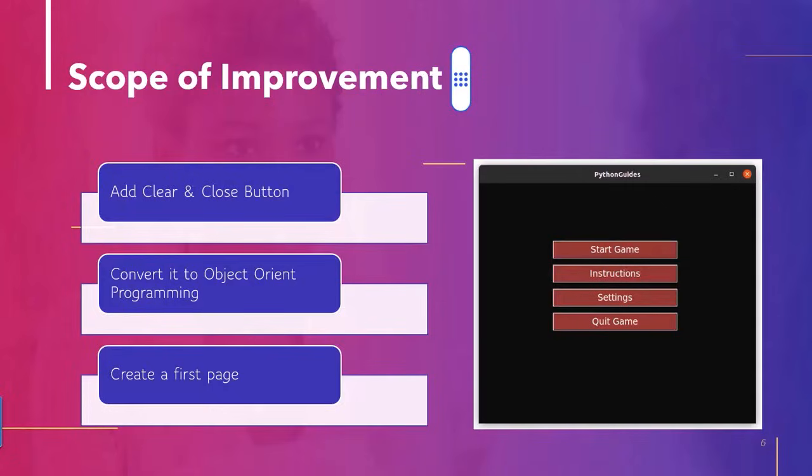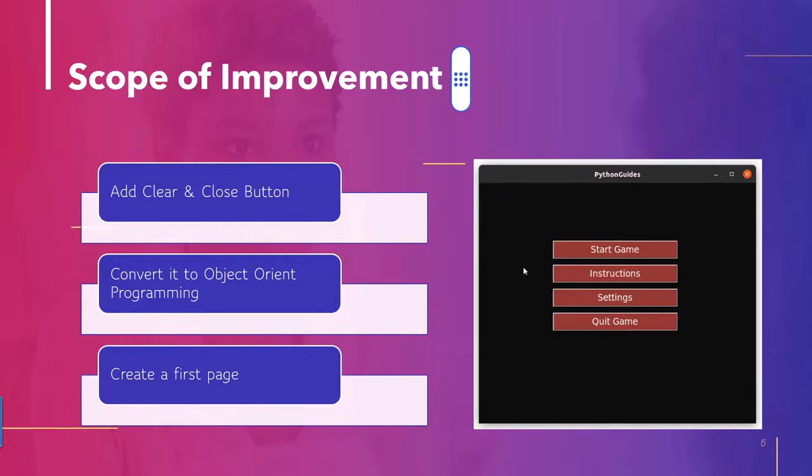So these are the few scopes of improvement that you can make to this application, and you can make it a wonderful application. First, you can add a clear and close button. In our application, if the user wants to exit, he has to click the red cross button on the top right corner, but you can create one as well. Another is you can convert it into object-oriented programming, which will make this program more efficient. And you can also convert it into a multiplayer game.